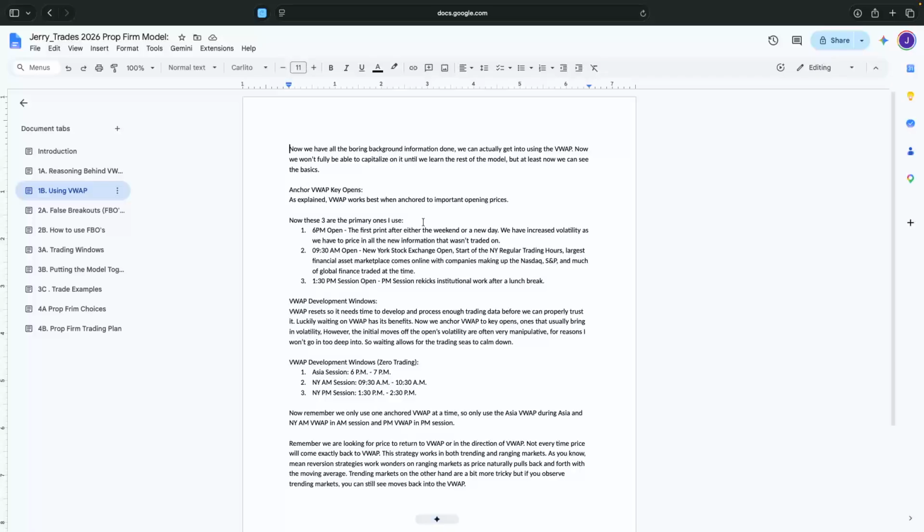Second is the 9:30 a.m. open, right? That's your New York Stock Exchange open, New York regular trading hours open, very key open, right? Because the largest financial asset marketplace comes online, the New York Stock Exchange, with companies making up the Nasdaq, S&P, and much of global finance traded at that time, right? So obviously you're going to see a lot of volatility there.